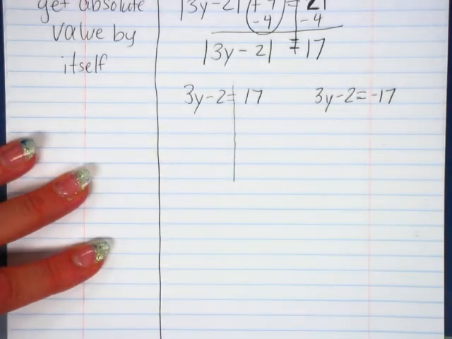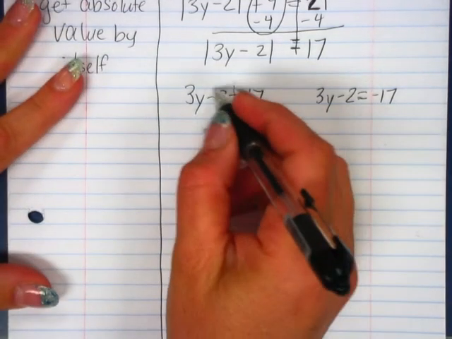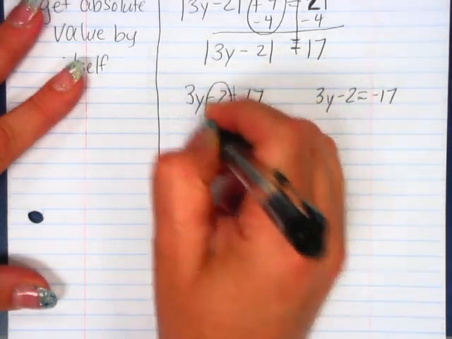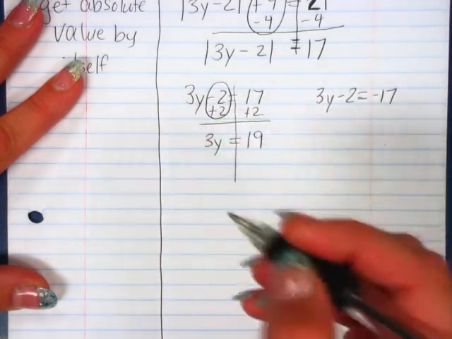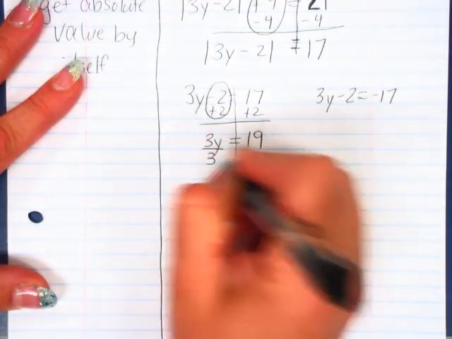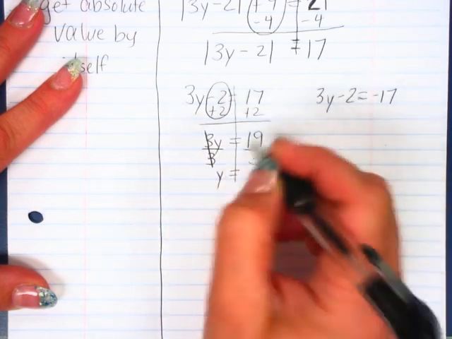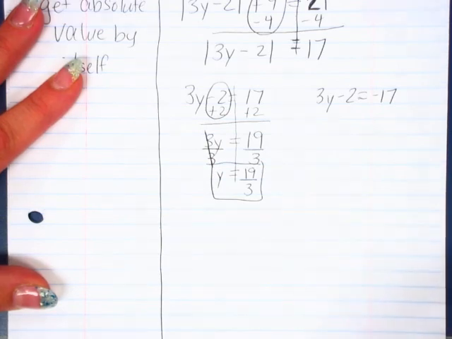Remember, doing opposite operations. We have no like terms to collect, no variables to get on the same side. Our next step is adding and subtracting. This is a negative 2, so I'm going to add a 2 to both sides. This gives me a 0. 3y equals 17 plus 2 is 19. Opposite operations, division. 3 times y, opposite is division. 3 divided by 3 is 1. Y equals 19 over 3, and there's nothing to be done here. I can't do much there, so I'm just going to leave it as a fraction.